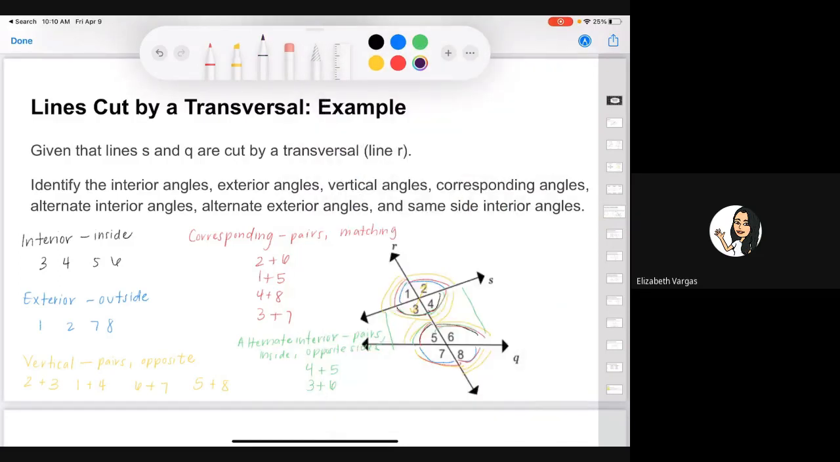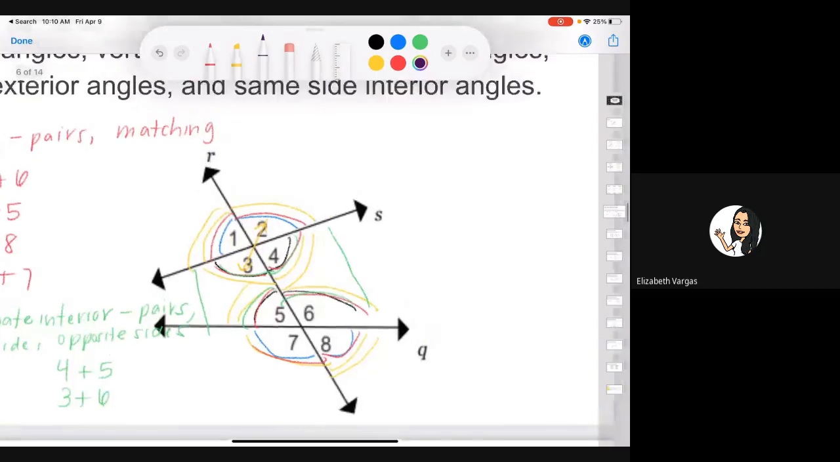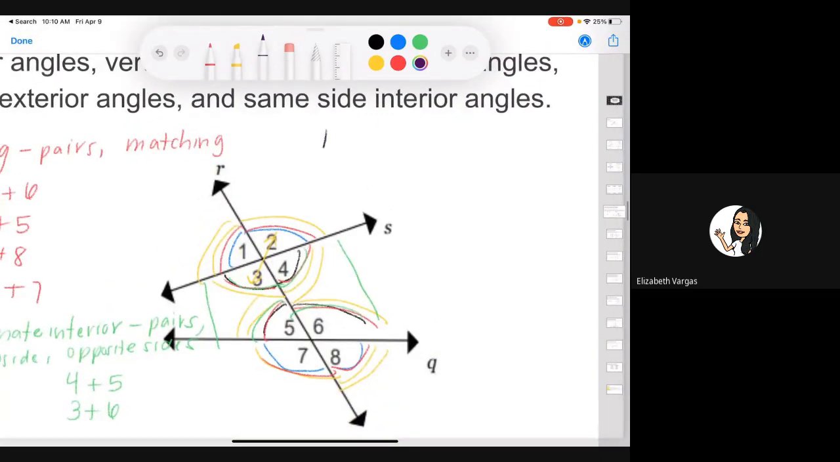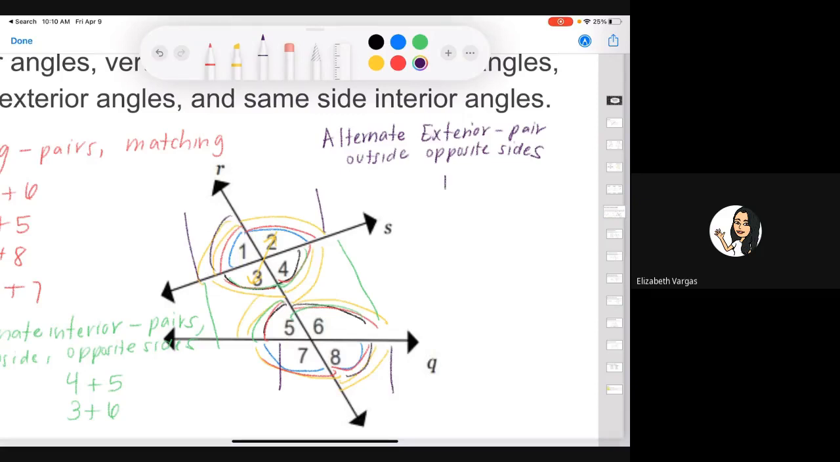Next thing we have are alternate exterior. These are going to be pairs of angles, but these pairs of angles are going to be on the outside and they're going to be on opposite sides. So we're limited to those on the outside, 1, 2, 7, and 8, and those on opposite sides. So 1 and 8 are on opposite sides, and 2 and 7 are on opposite sides.